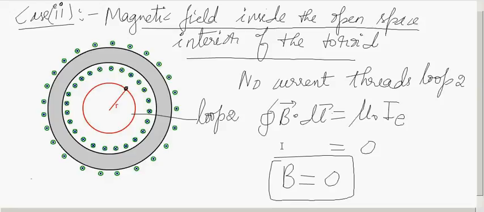Now we have the last case, that is case 3, where we are going to find out the magnetic field in the open space exterior of the toroid. That we will take up in the next session.